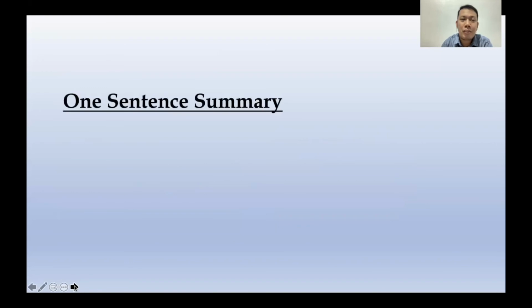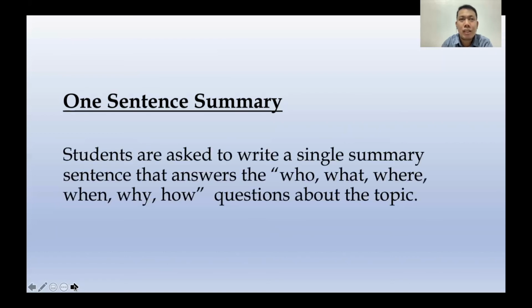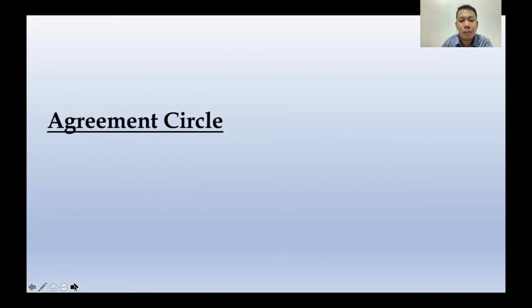So, one sentence summary. So this could be done pwedeng during the recall, pwede din naman during the lesson itself, or it could be at the end of the lesson. So you will ask your students to summarize the topic. So you may guide them with questions like who, what, where, when, why, and how, questions about the topic.